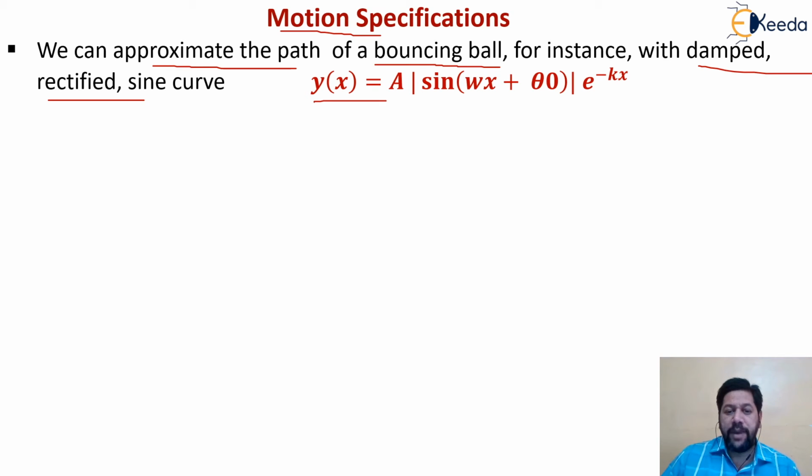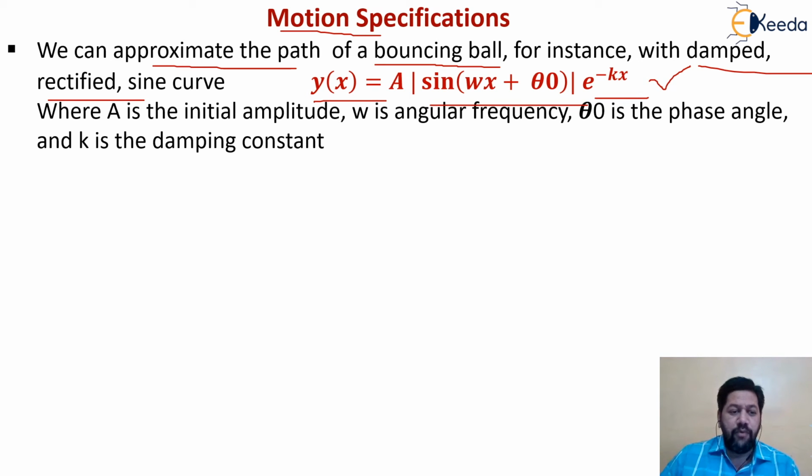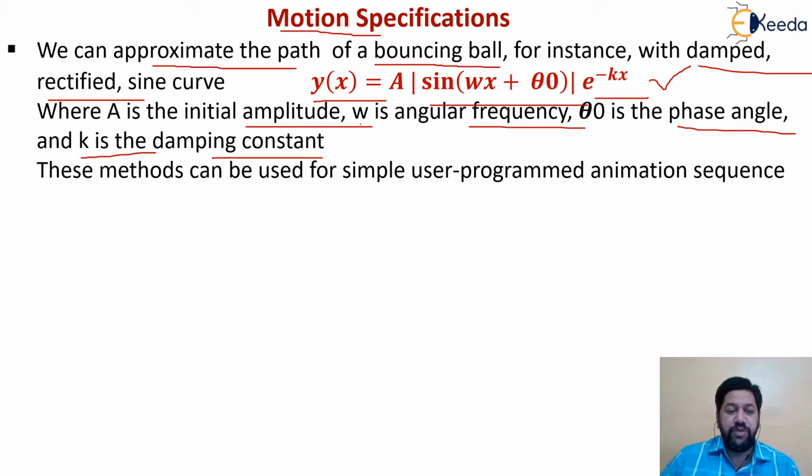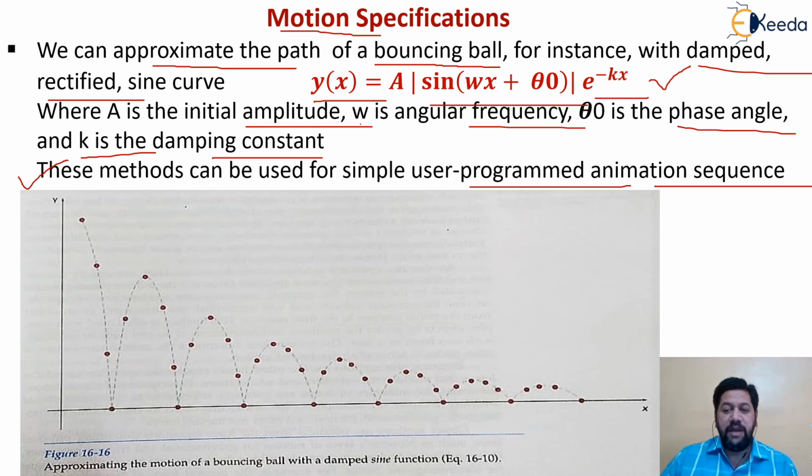So I'm using the formula y of x is equal to a, sine of wx plus theta 0, times e raised to minus kx. Here a is the initial amplitude, w is the angular frequency, theta 0 is the phase angle, and k indicates the damping constant. So I can specify all this with the help of the equation. These methods can be used for a simple user program animation sequence.